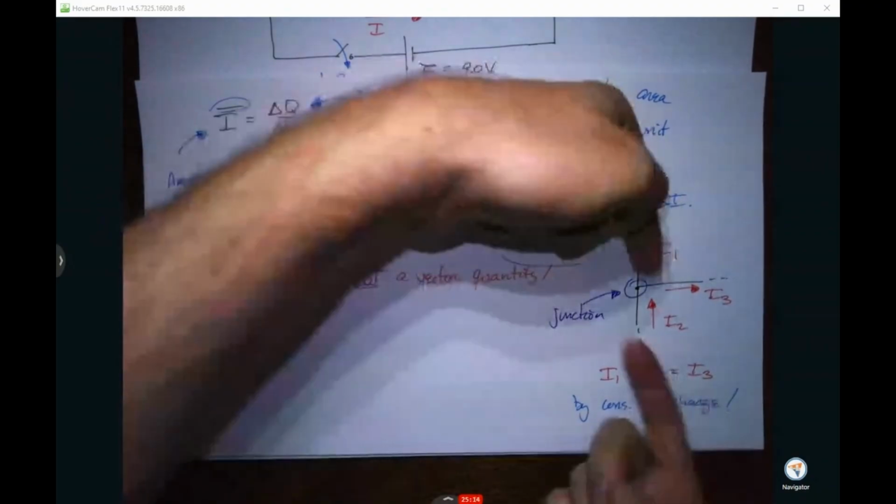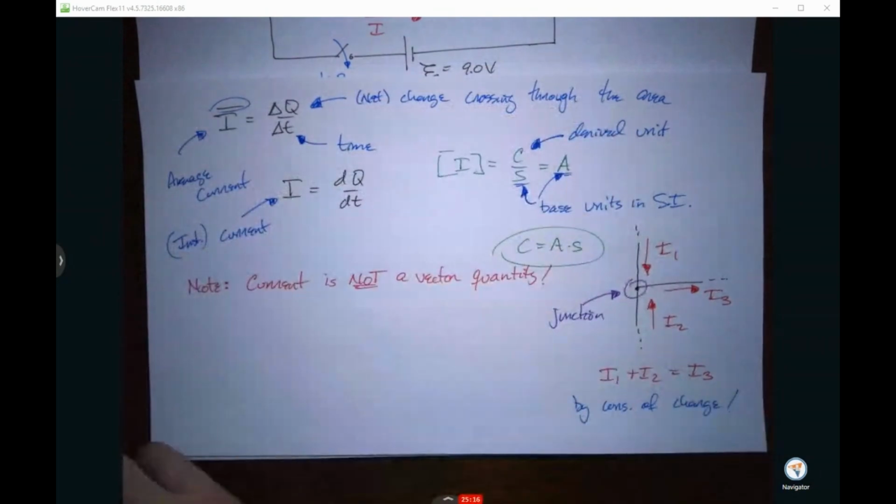Now, have you ever seen 2 vertical vectors add to give you a horizontal vector? Well, no, because that's not how they work.